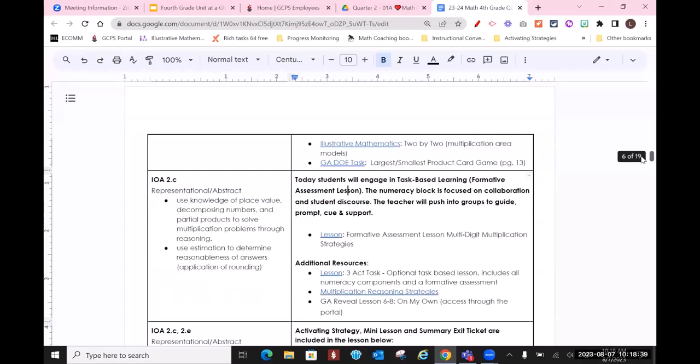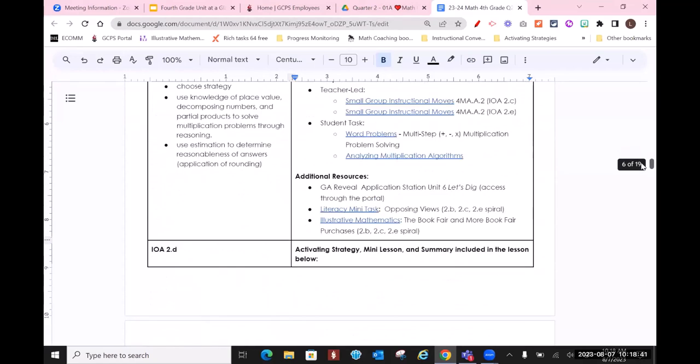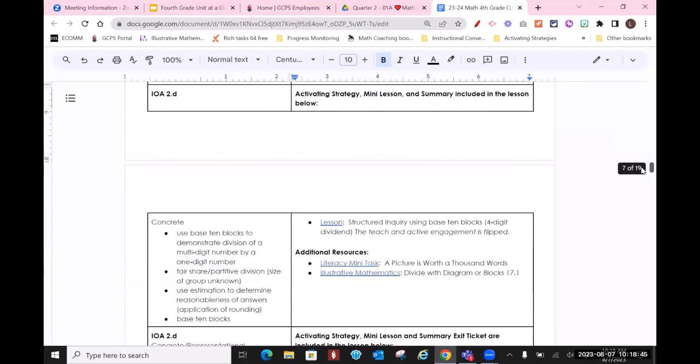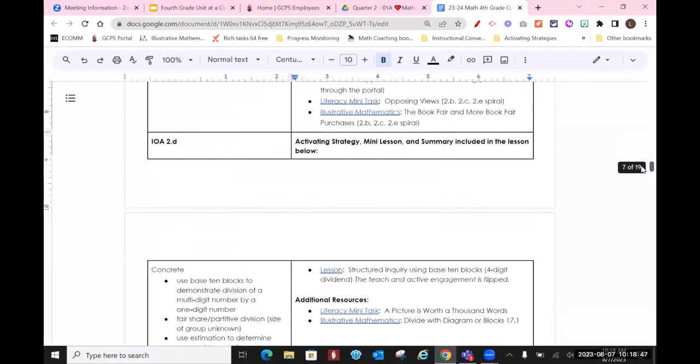So now we're going to scroll down to IOA 2D. There are 8 suggested days for IOA. Those days are clustered with 2 each. When you get more to the abstract of 2D, we can see here, starting 2D, the first lesson has students explore division using base 10 blocks.